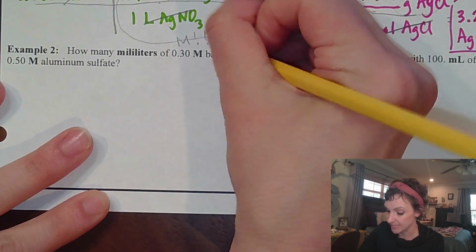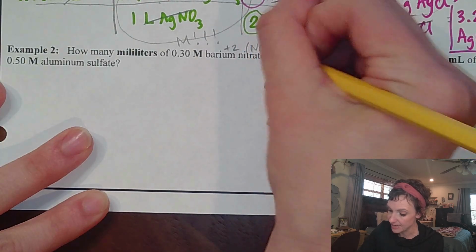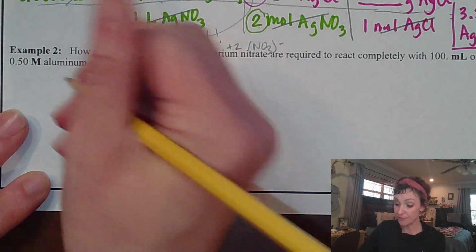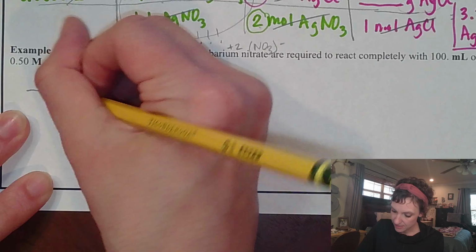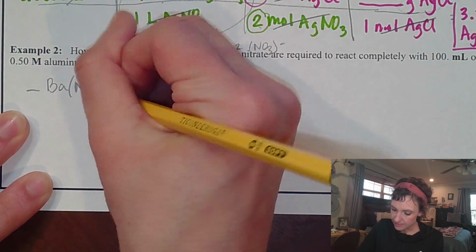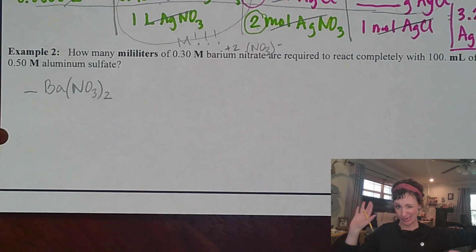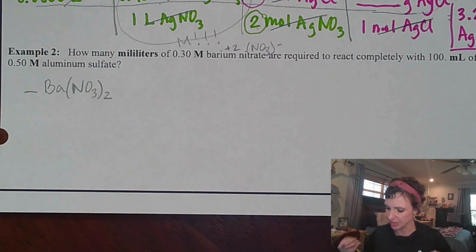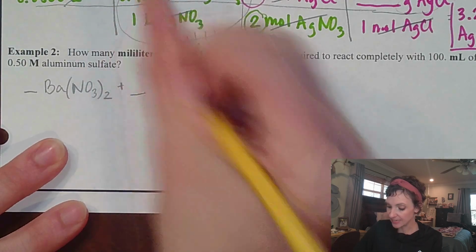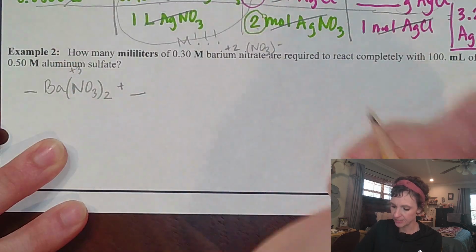Barium nitrate. Barium's got a +2 charge, right? Nitrate, the polyatomic ion, has a -1 charge. So my formula for my first reactant, barium nitrate, is Ba(NO3)2. Yes? Cool. Because I need 2 nitrates, each with a -1 charge, to neutralize or cancel off that 1 barium with a +2 charge. Okay, next reactant we said was aluminum sulfate. Aluminum has a +3 charge.